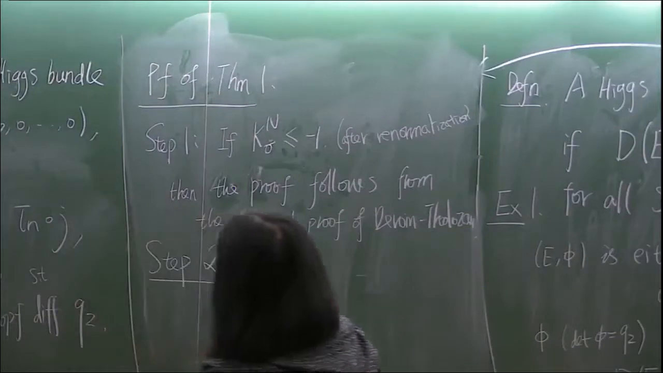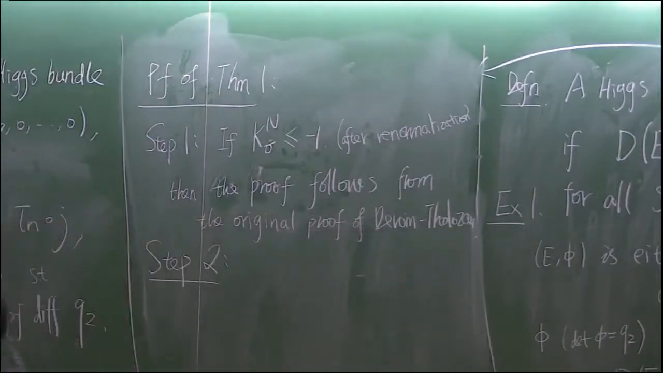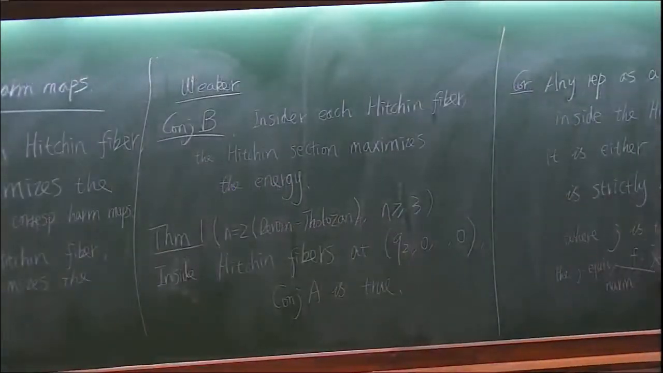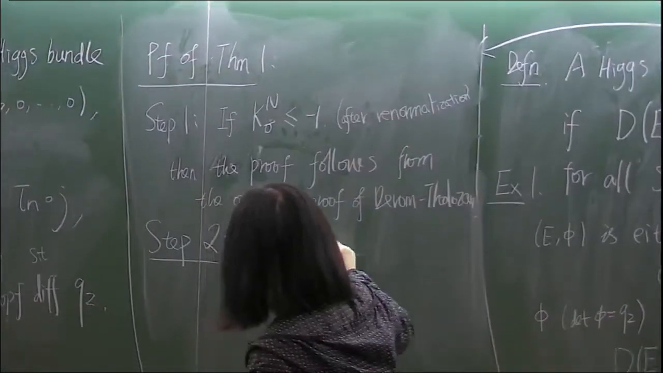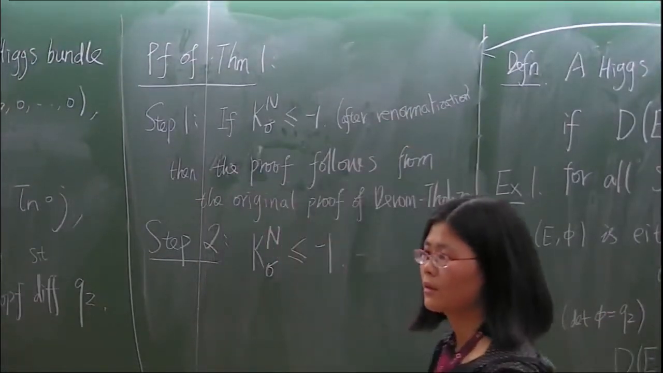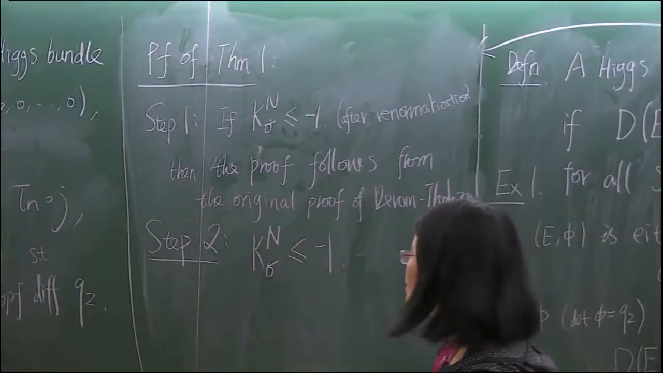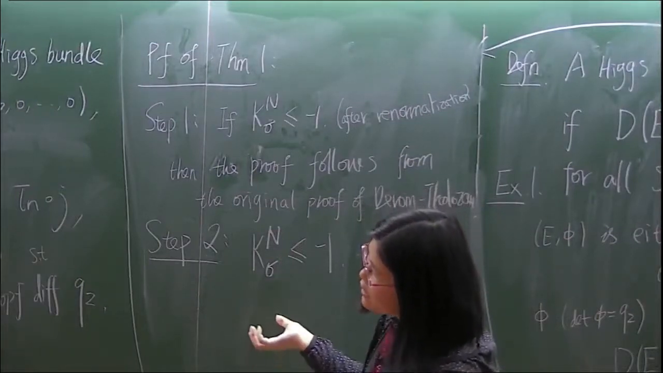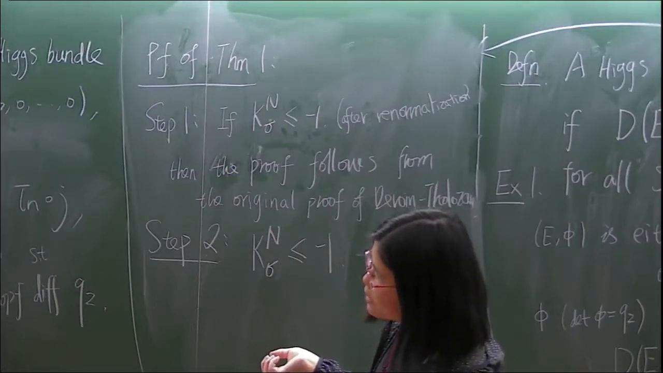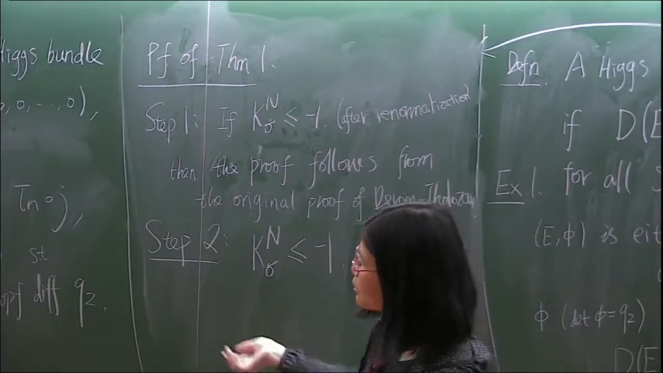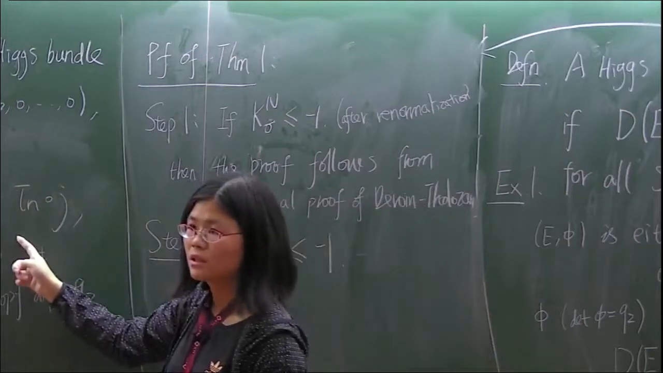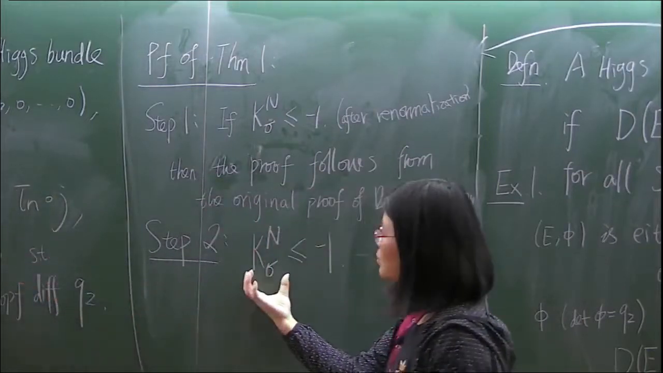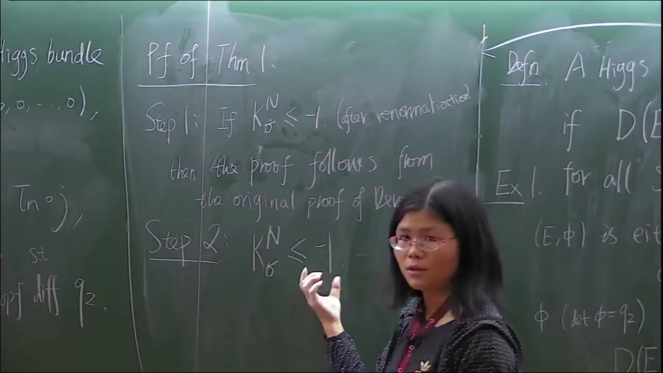So in this generalized version, n greater than or equal to 3, we need to show this curvature is always less than -1. And then we want to say, for a Higgs field sharing the same Hitchin fiber with such representations, it will have this property: its curvature is always very negative.